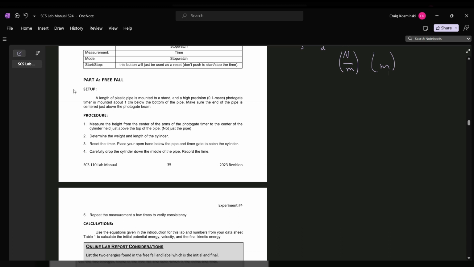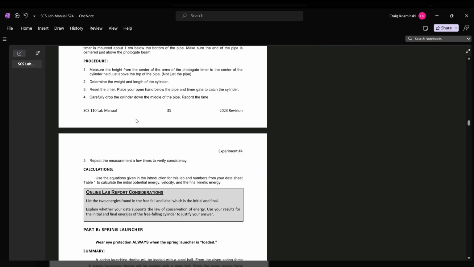A special attention to detail on the procedure will be very beneficial to you in preparing for this week's experiment. In part A, we're going to look at a system where an object is experiencing free fall. That is, we're going to drop an object through a pipe, and at the bottom of the pipe, that object will pass through a photogate beam, allowing us to measure the velocity of the object at that time.